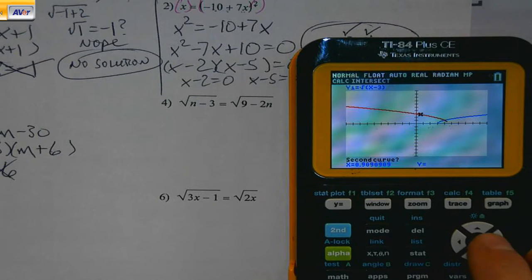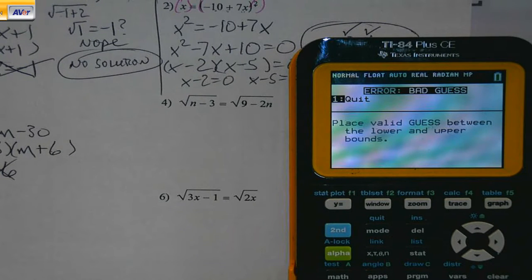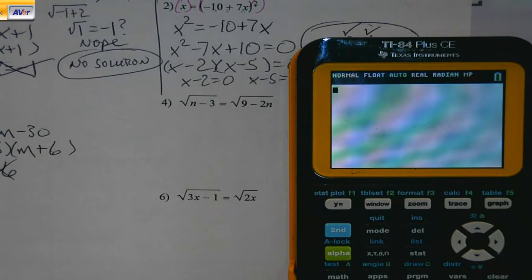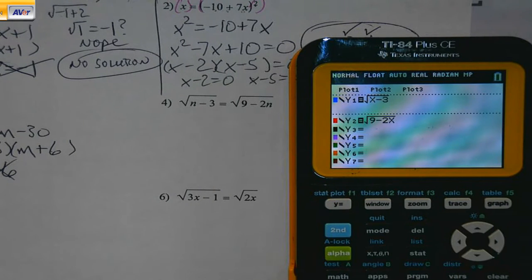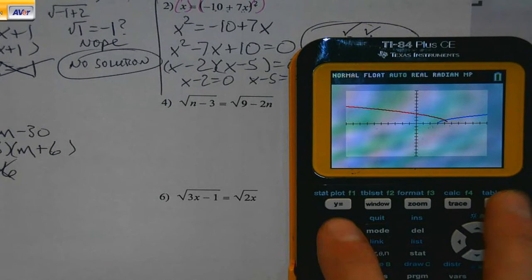Second curve. Again, I may have to hit up or down to get it moving a little bit. But I need to move it around until I get it onto that second curve. I hit enter. I don't need to do a guess. Oh, bad guess. Okay, you're like, see, calculator, not doing what I want it to. Let me get back to the graph for a minute. But it looks like it is. Okay, let's look at the chart.